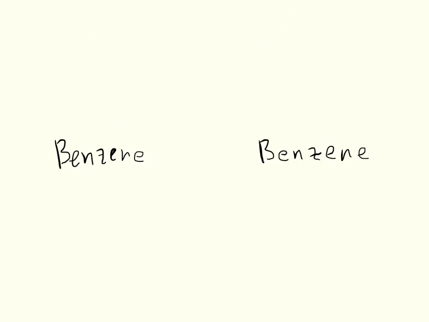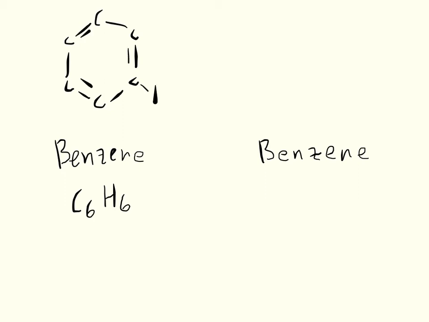Let's look at a third. Let's talk about benzene. Benzene has the formula C6H6. What does benzene look like? Well, benzene is a cool molecule which looks like this, with each carbon bonded to one hydrogen and double bonds between every other carbon.